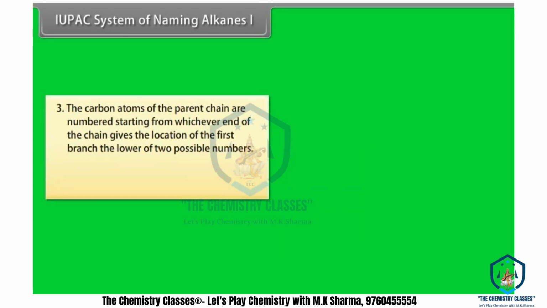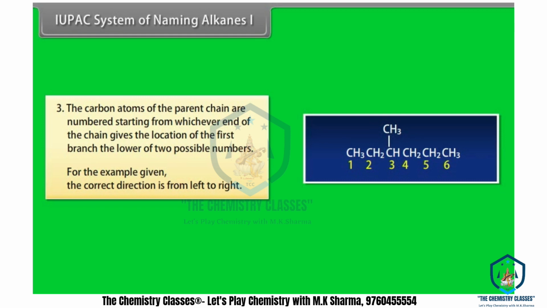Number 3. The carbon atoms of the parent chain are numbered starting from whichever end of the chain gives the location of the first branch the lower of two possible numbers. For the example, the correct direction is from left to right.